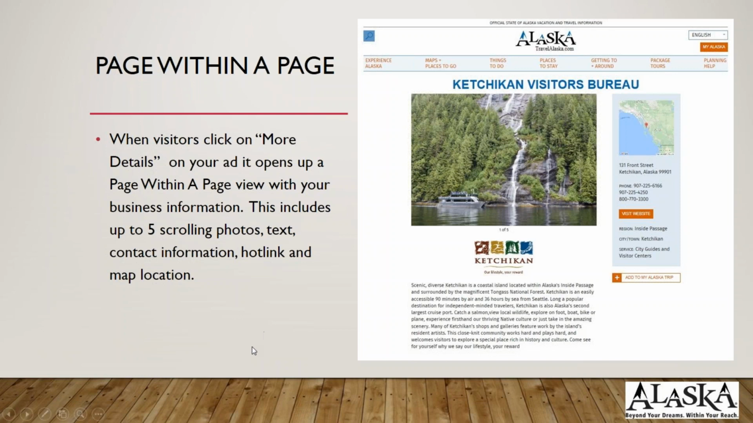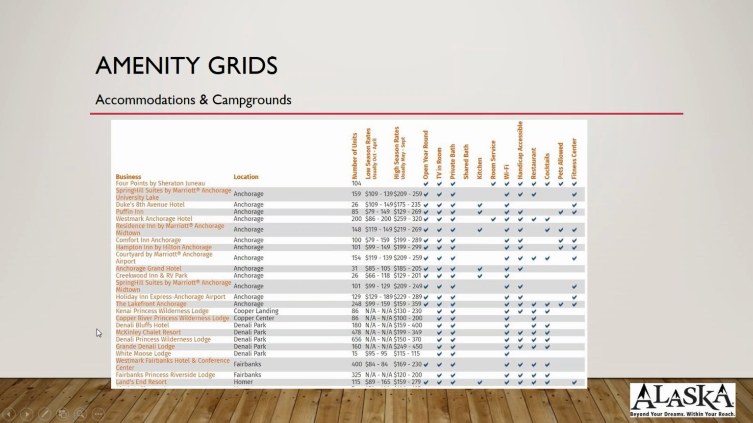If your business is an accommodation or a campground, you have the option to insert your property in a lodging or campground grid. Now, on your page within a page, you'll be able to list additional amenities information, and then your business will be listed along with other accommodations or campgrounds on a comparison grid on TravelAlaska.com. So what you're seeing here is a sample of the hotels and motels grid with the people who've added their amenities information. So if you choose an accommodations category or a campground category, this option will automatically pop up as you're building your ad.